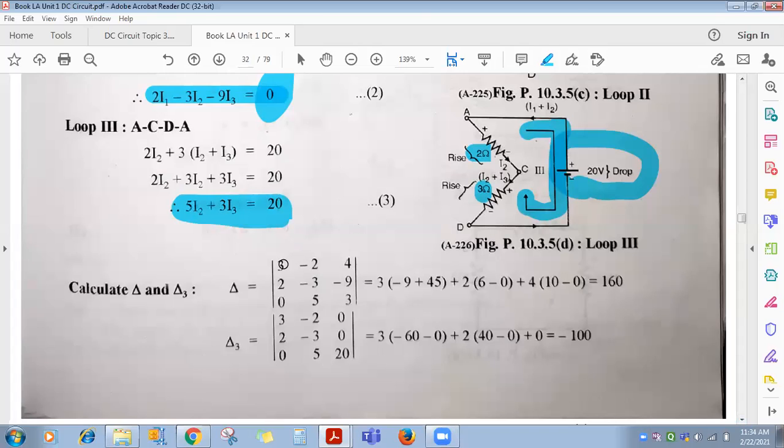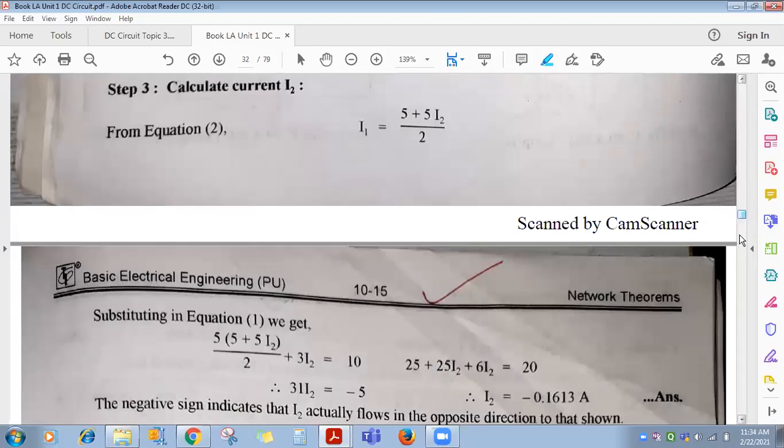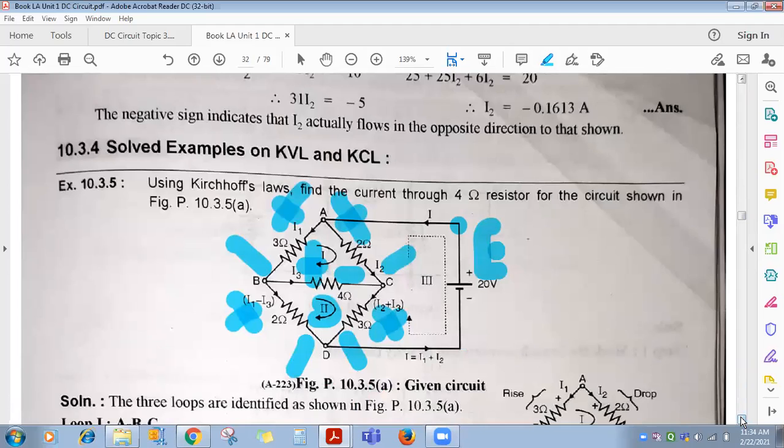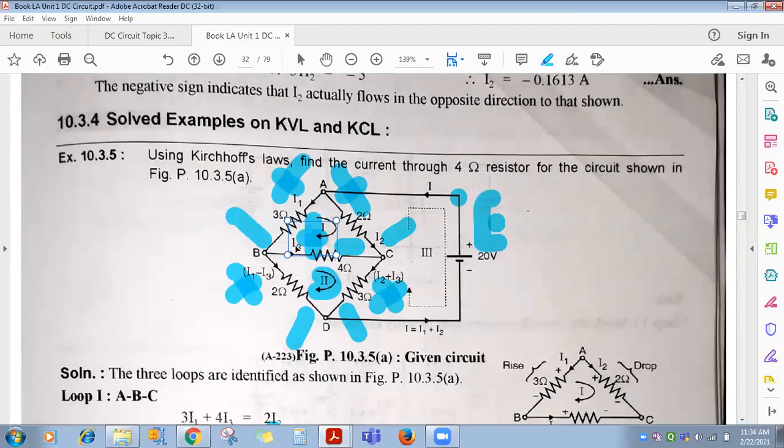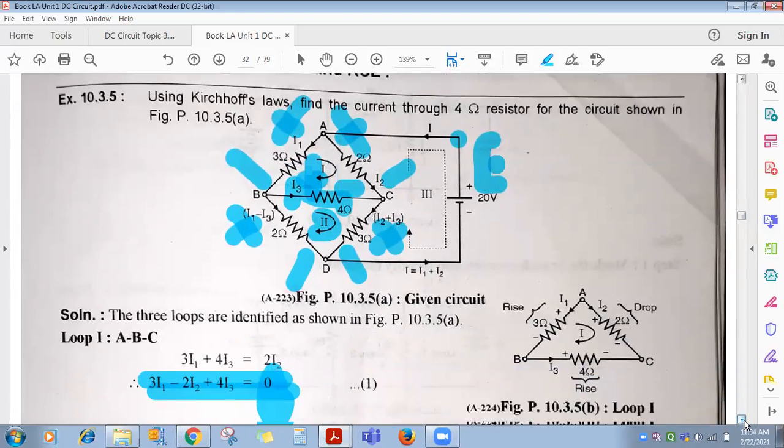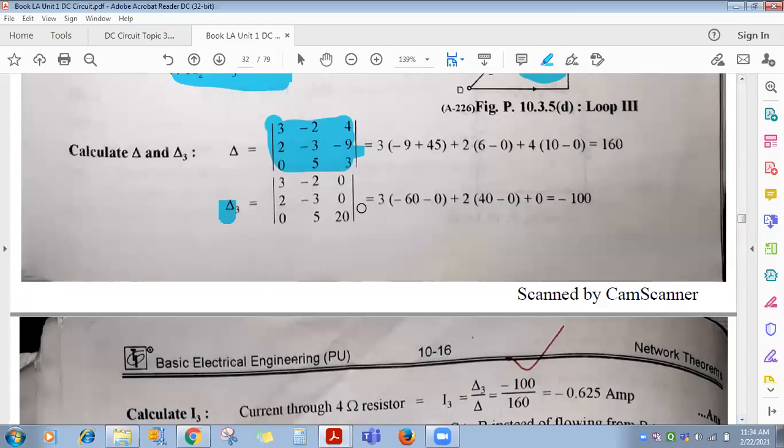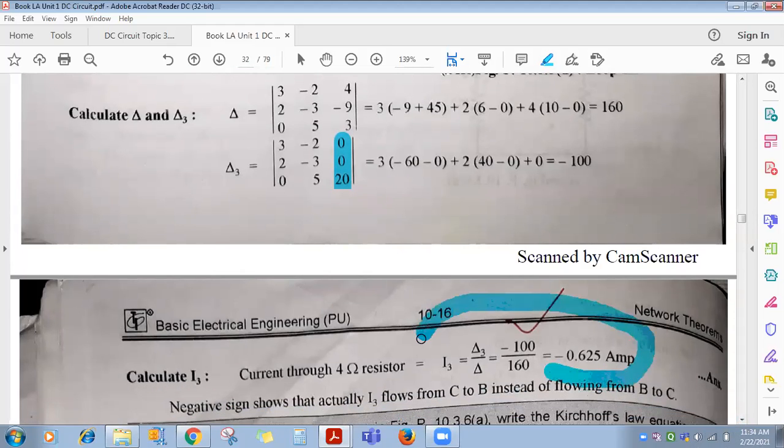Okay, so Cramer's rule, you can use del 3 by del. This is the del matrix, that is matrix A, and replace for del 3. See, currently we have been asked to calculate which current? The current flowing through the 4 ohm resistance. Which current is flowing through 4 ohm? I3. So the third column of the del matrix you have to replace. Compare del and del 3, you will find the third column is different, the first two are the same. So del 3 by del is I3.